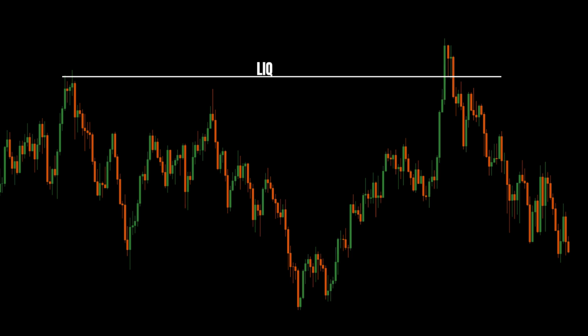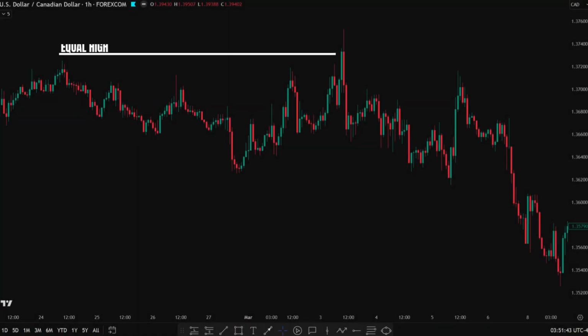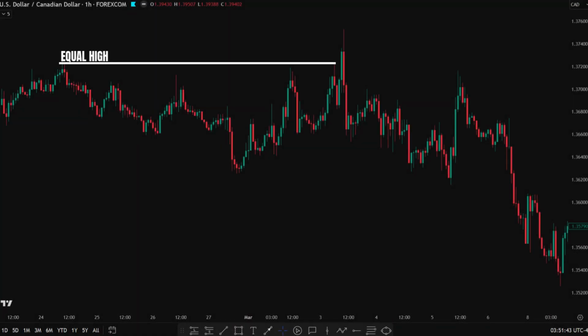Equal highs are an especially strong form of buy-side liquidity. When price creates 2, 3, or 4 highs at almost exactly the same level, that is a giant pool of orders sitting right above them. Every retail trader sees that as resistance. Every short seller has their stop just above it. And institutions know this. Equal highs are a magnet. Price almost always sweeps them before any significant move lower.